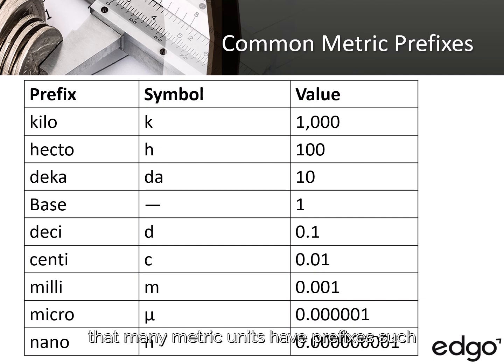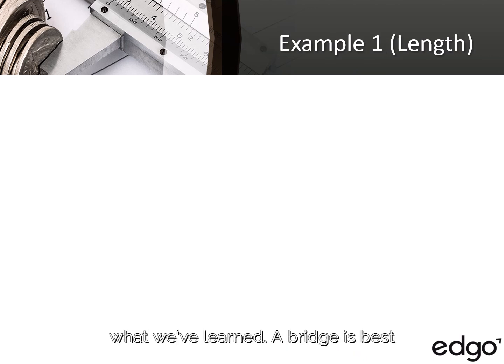You may notice that many metric units have prefixes such as kilo, centi, milli, micro, and nano. These prefixes tell us how much larger or smaller a unit is compared with its base unit. For example, kilo means 1,000 times the base unit. Centi means 1/100th. Milli means 1/1,000th. Micro means 1/1,000,000th. And nano means 1/1,000,000,000th. Understanding these prefixes helps us appreciate why some units are appropriate for very large objects while others are suitable for extremely small measurements. Let's apply what we've learned.